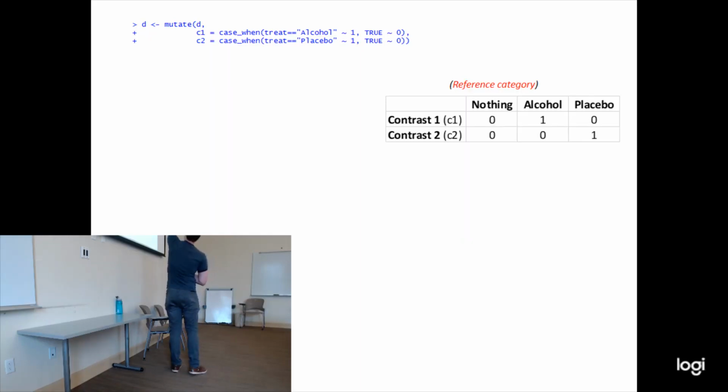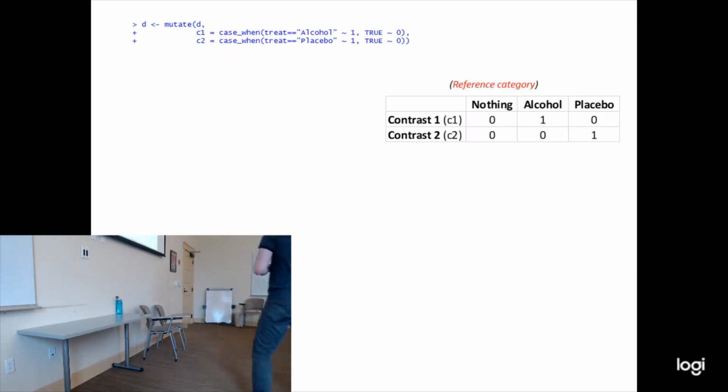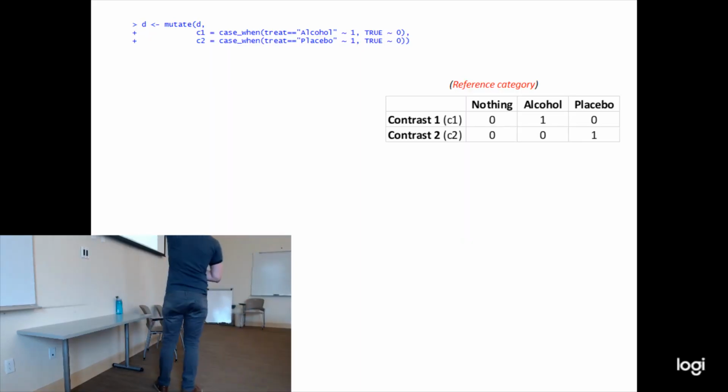So if we look over here at contrast 1, all I said is in that middle column, that's when I want to give it a 1. Otherwise, I want to give it values of 0. So that's just going to create a variable that's 1 if treatment is equal to alcohol, 0 otherwise. The second variable that I'm creating I'm going to call C2. And this next bit says when treatment is equal to placebo, so if that's the label, I want to give it a 1. So that's the second column. Otherwise, I want to give it a 0.